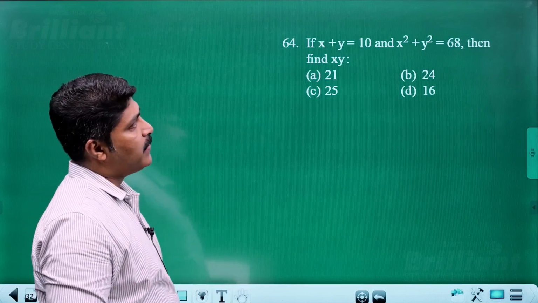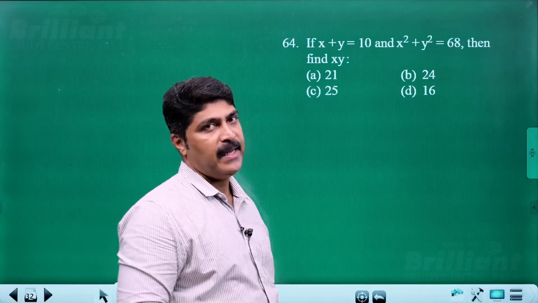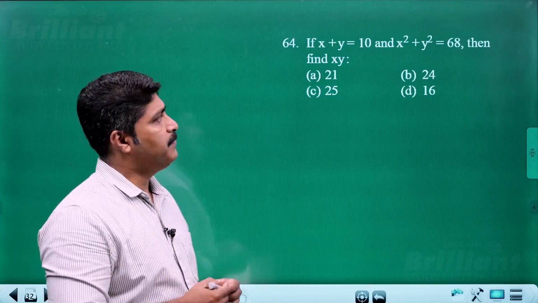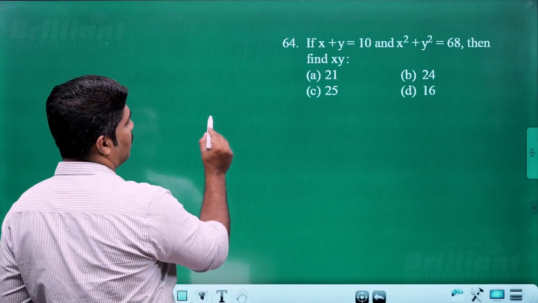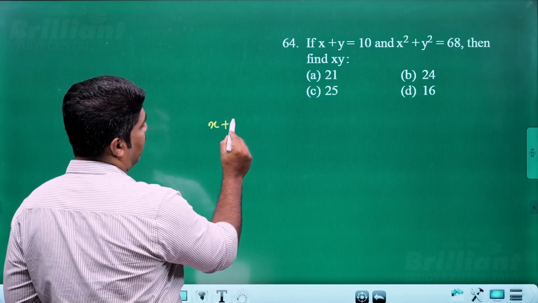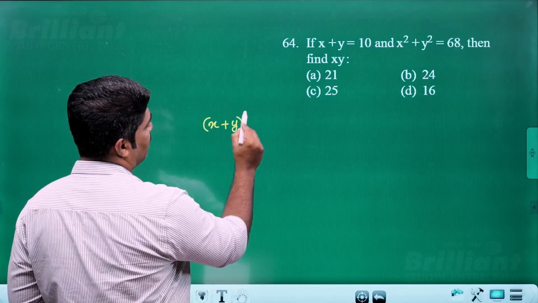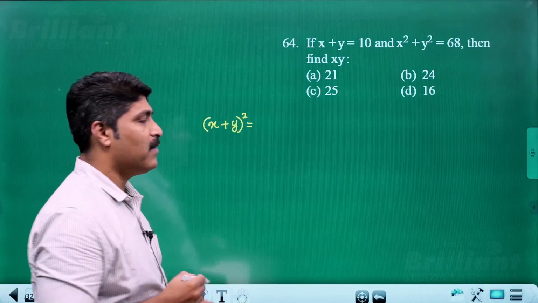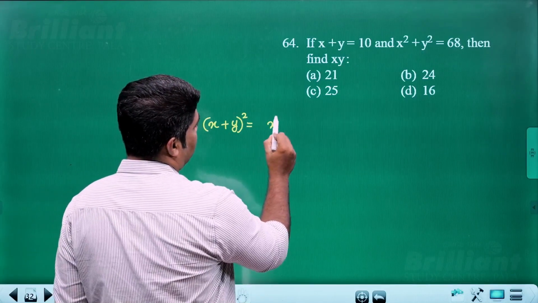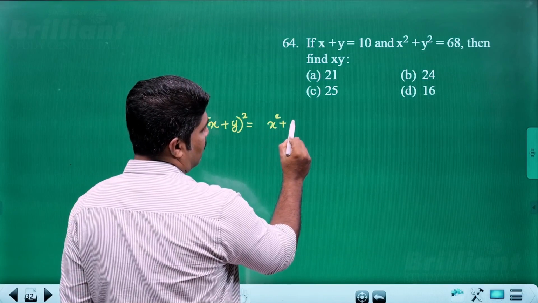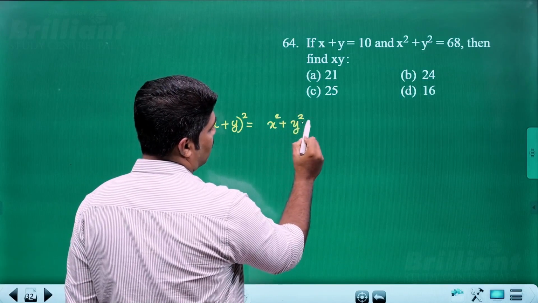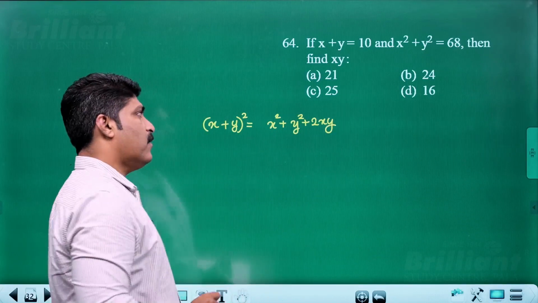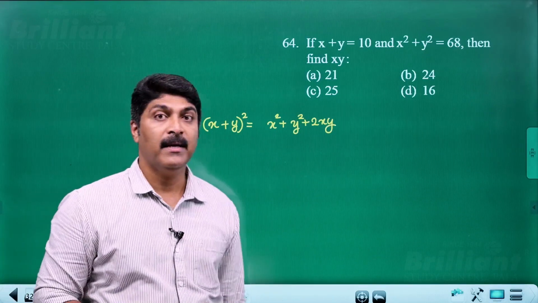Find xy. If x plus y equals 10 and x square plus y square equals 68, then xy. This is an identity-wise question. So here we consider the basic identity, x plus y the whole square. What is x plus y the whole square? Maybe you learned it in the form of a plus b the whole square. Here x plus y the whole square is x square plus y square plus 2xy. So you may learn it in the order x square plus 2xy plus y square.